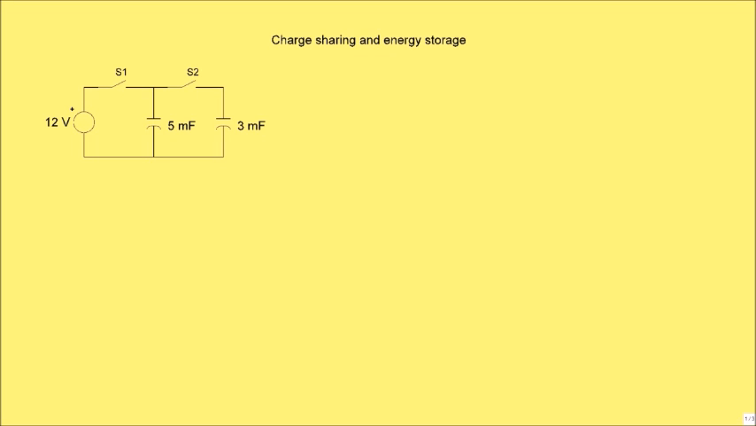In this module, we will look at charge sharing and energy storage on capacitors. Consider the circuit shown on screen. It consists of a 12-volt DC battery, two capacitors C1 and C2, and two switches S1 and S2. The capacitors are initially discharged, and as a result, the voltage on both of them is 0 at time t is equal to 0. The switches S1 and S2 are normally off, however they come on at certain time instances.